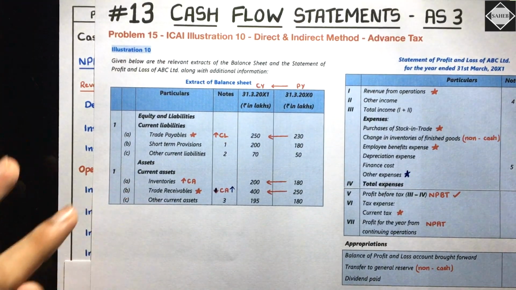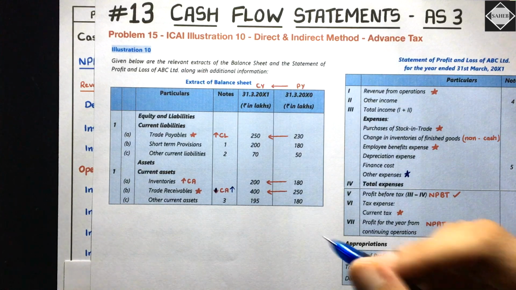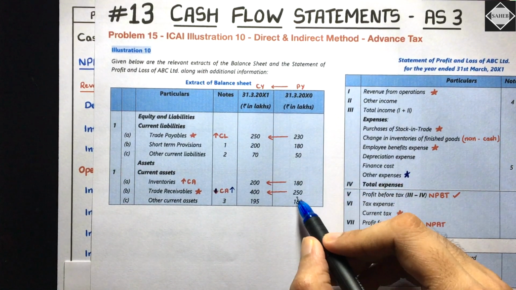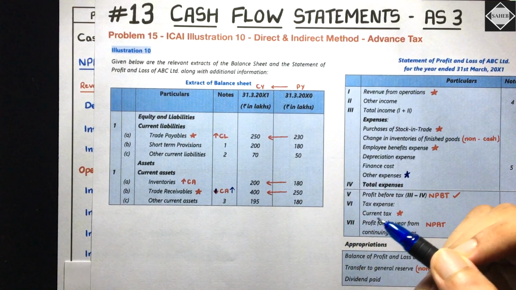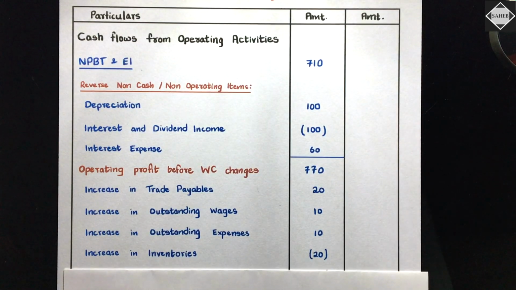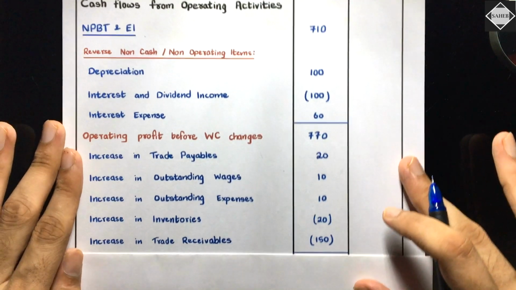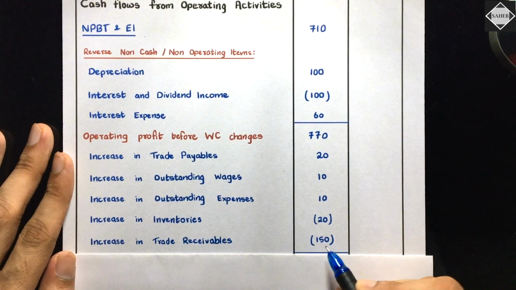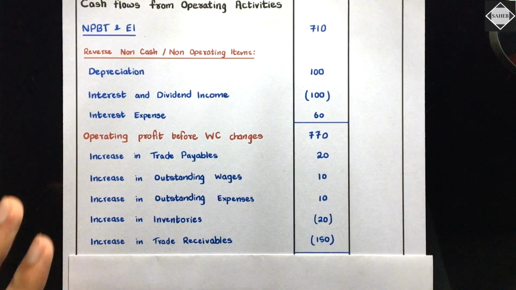For trade receivables, the same logic. See here, current asset, what is happening? From 250 it has become 400, increase by 150. So again, current asset increasing means negative impact on cash, subtracted, minus 150. Is it clear? Are there any more current assets?